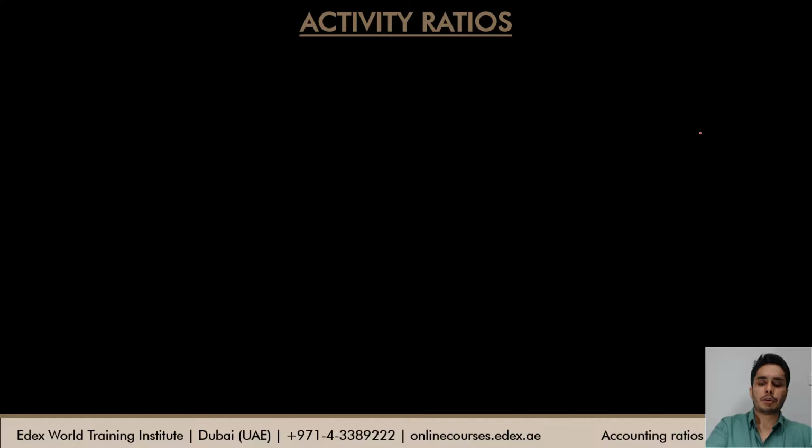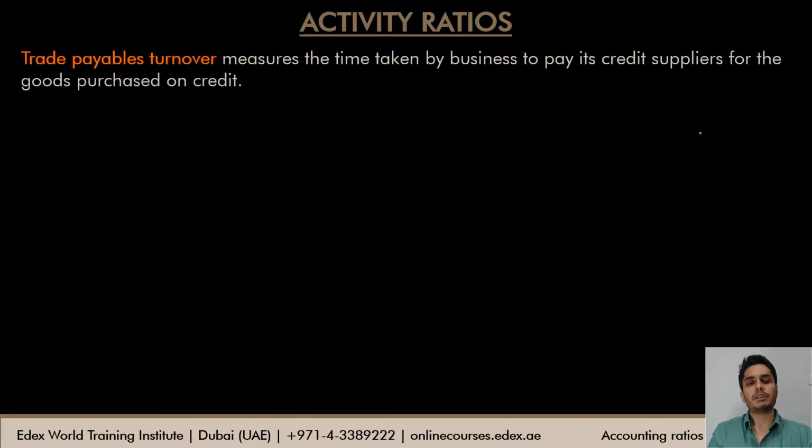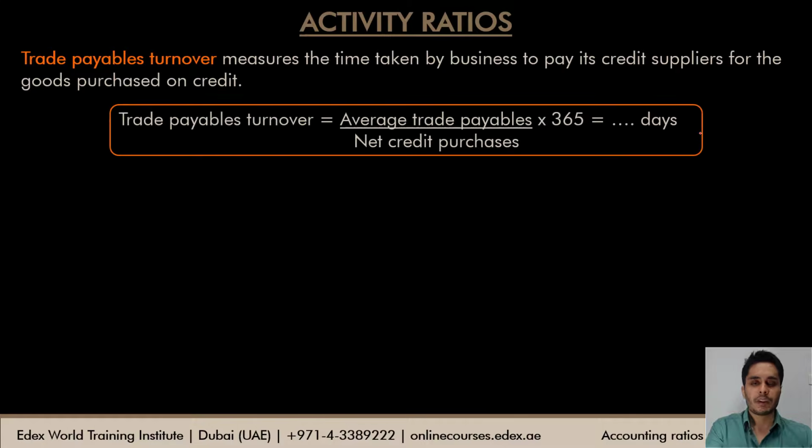Our final ratio is the trade payables turnover ratio. This ratio measures the time taken by the business to pay off its credit suppliers for the goods purchased on credit. Our formula would be average trade payables upon net credit purchases multiplied by 365, and hence I get the ratio in days.